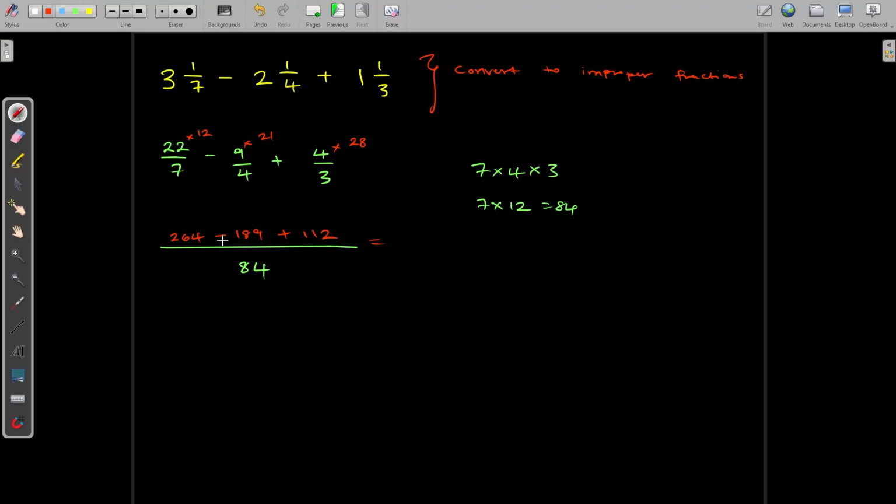Alright, adding up all of this, 264 plus 189 plus 112, what do you get? 100 and something? 187 over 84. And can this be simplified?